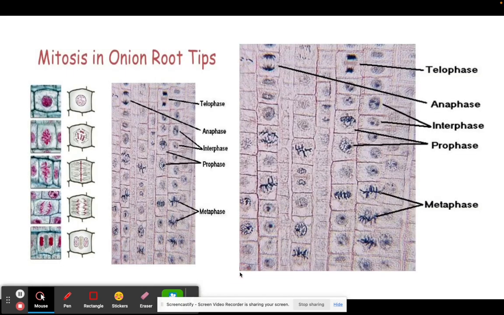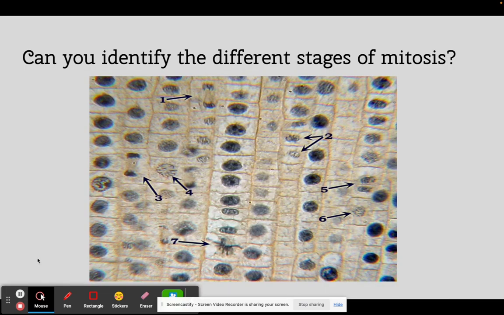Take a minute, if you're at home, to take a look and see how this may look. These are actual slide images of mitosis in onion root tips. You can see the different phases of mitosis actually happening within the onion root. And then try yourself to see if you can identify the variety of these different phases of mitosis. Good luck.